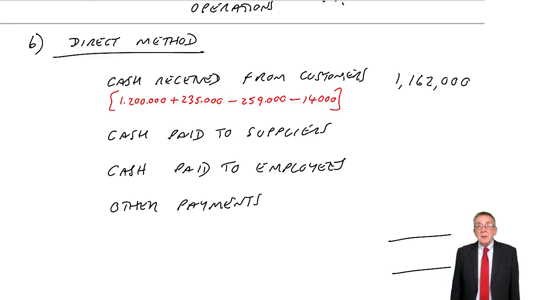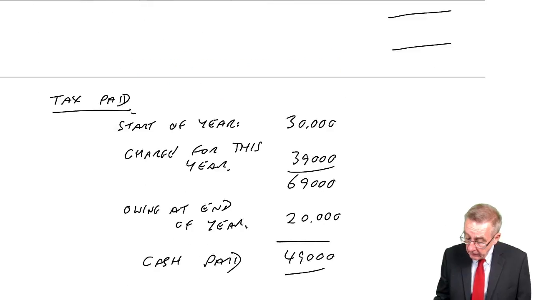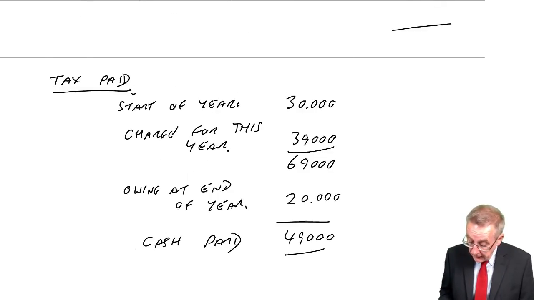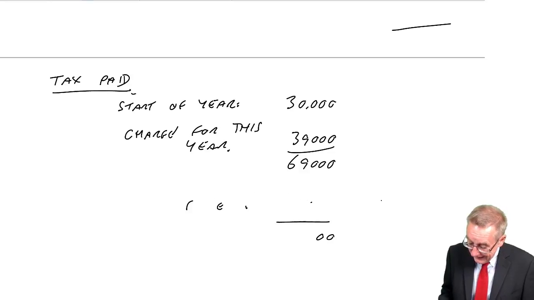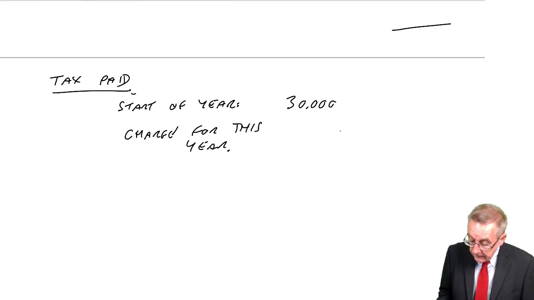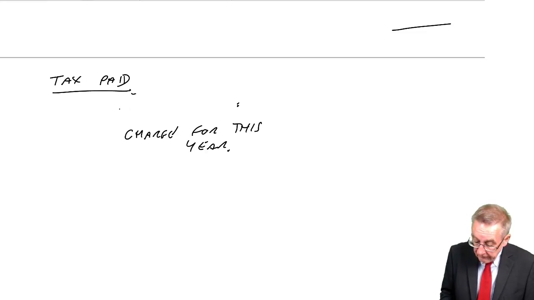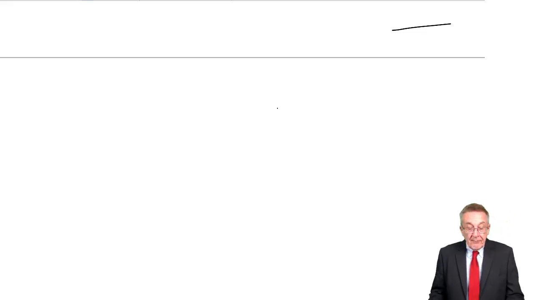What about cash paid to suppliers? Now here I'm going to have to do workings separately. Sorry, that was the workings from the last lecture. Let me remove it. Because to get the cash paid to suppliers, I'm going to need to know what we bought this year. And how am I going to get to know what we bought this year?